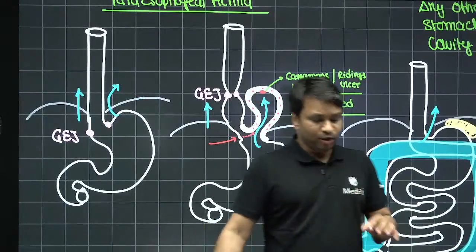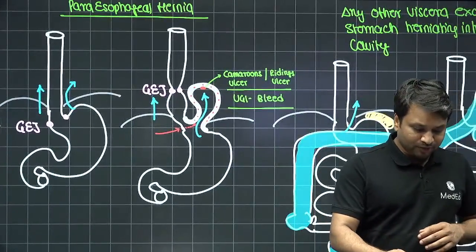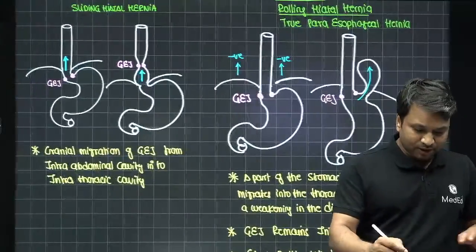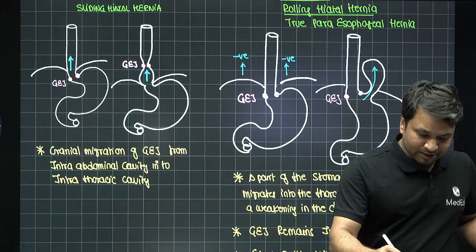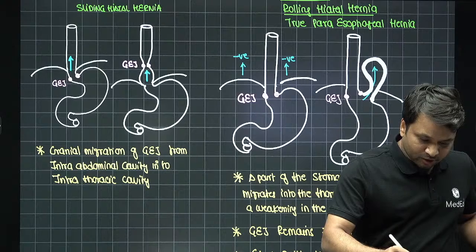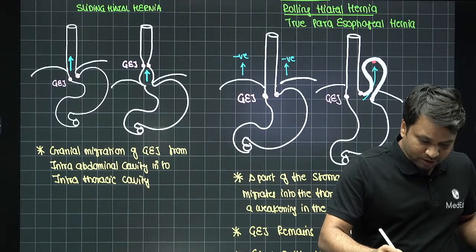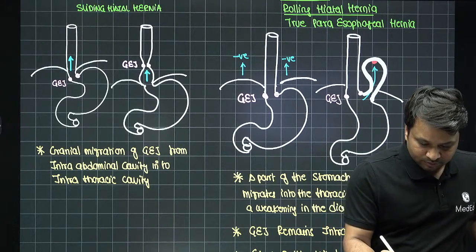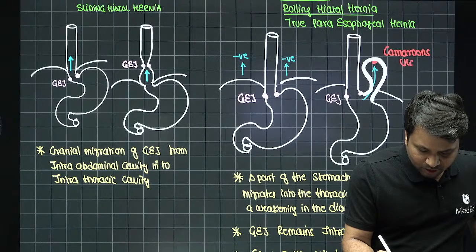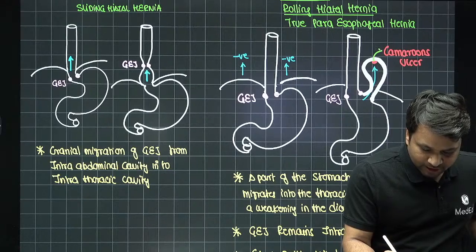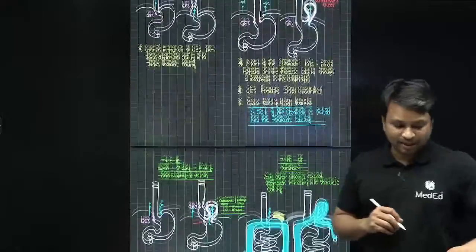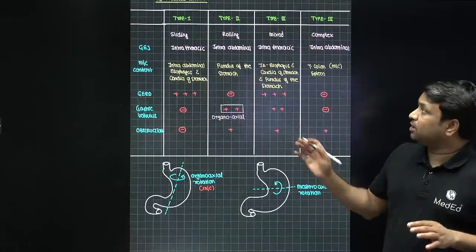Cameron's ulcers are usually seen in these conditions where you have a rolling hernia, right? You can have it in the type 2 variety, same concept. Here also you can have a presentation of Cameron's ulcer because of the poor vascularity. So these are the various types of hiatal hernia and their clinical presentation.